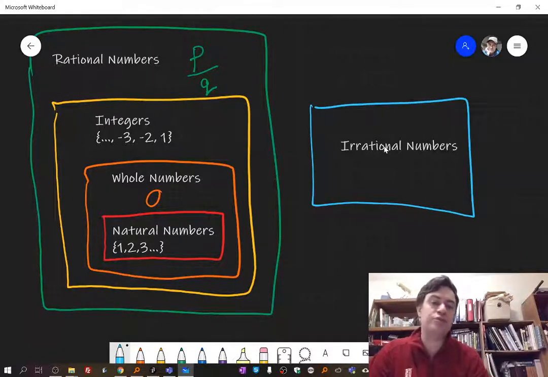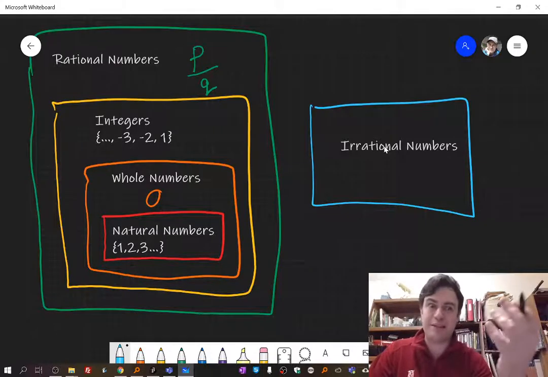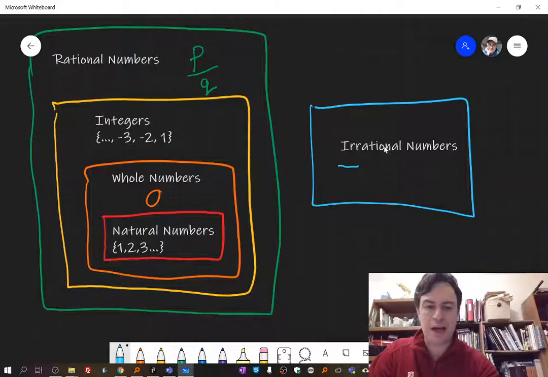So irrational numbers include any of those numbers that go on, like a decimal number that goes on forever and never repeats. One of the most perplexing of these irrational numbers in human history is the number pi.